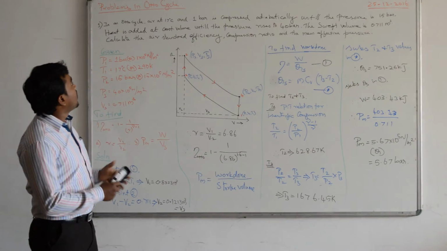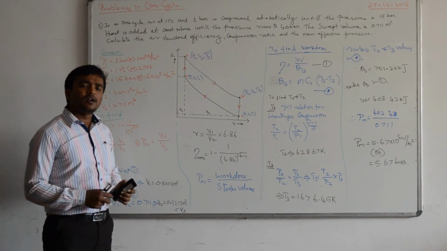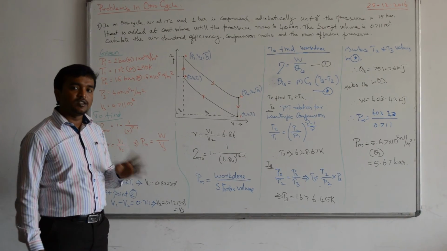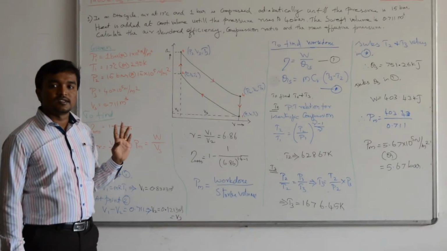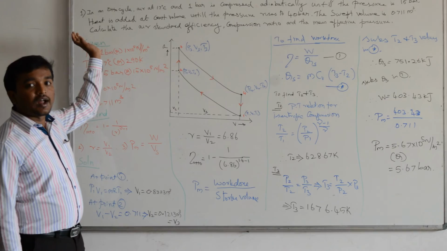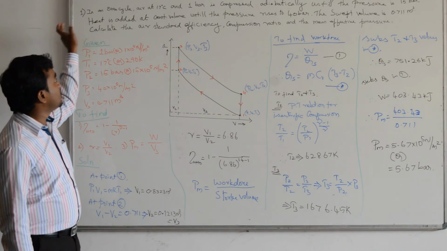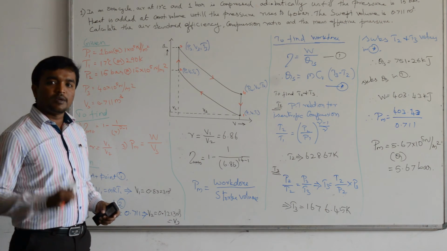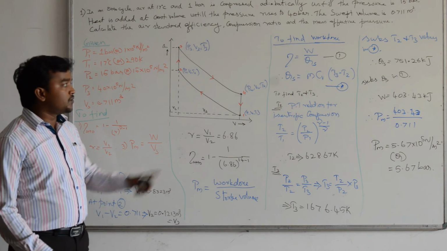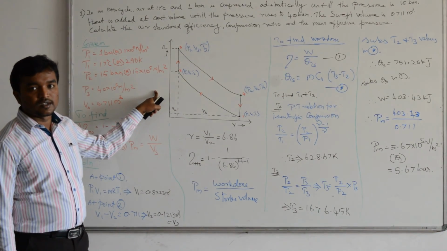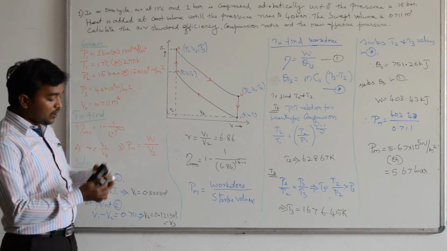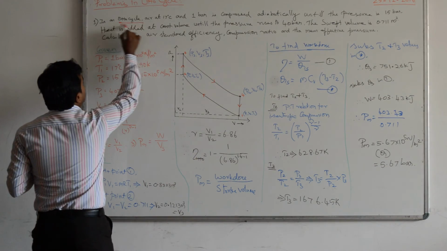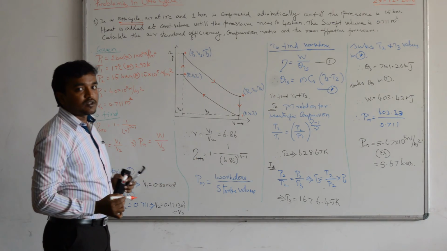First, what is the approach for problems given in gas power cycles? First, you read the problem twice or thrice, so try to understand the problem. In an Otto cycle, if they give which type of gas power cycle it is, you first draw the PV diagram for that. In this problem, they give the Otto cycle, so you must draw the PV diagram for the Otto cycle.